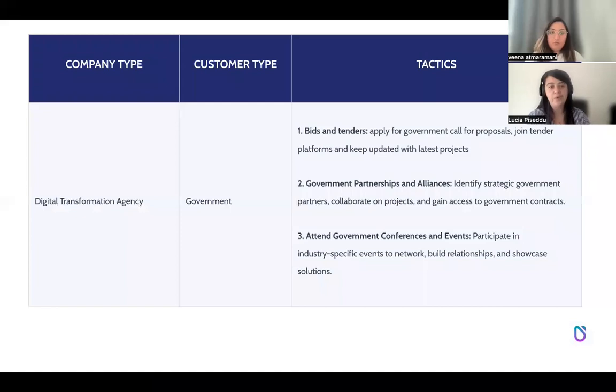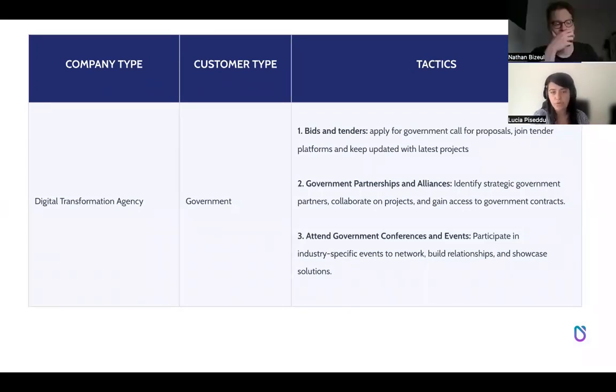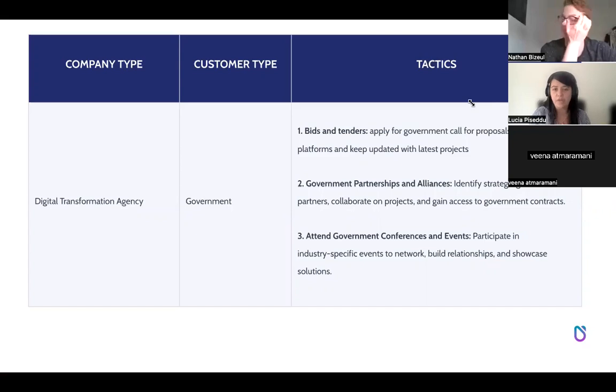Let's take, for example, a type of company. This is actually a case study on one of our B2B clients. They are a digital transformation agency, and they work primarily with the government. They don't have commercial companies that much. They primarily work with the government.